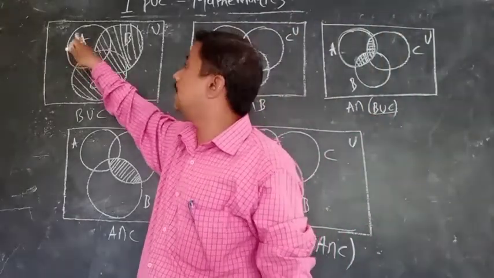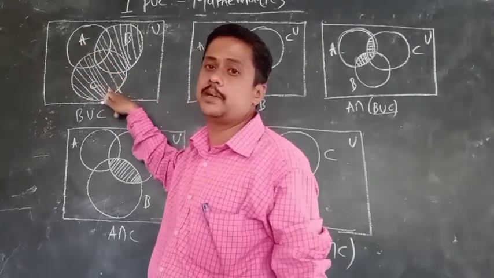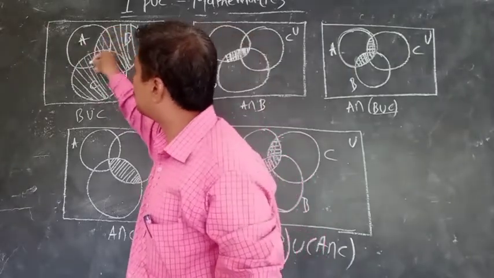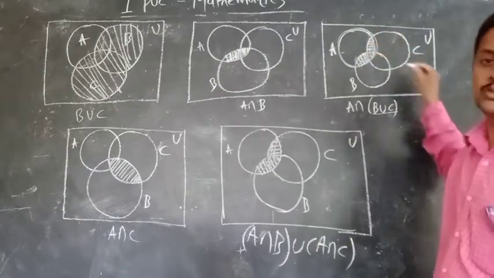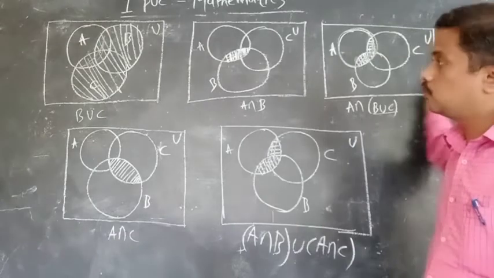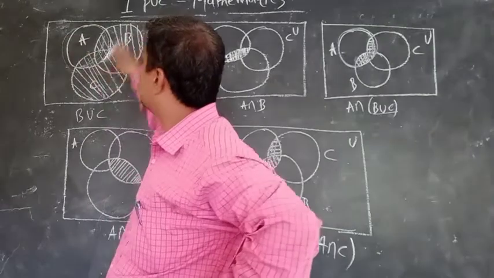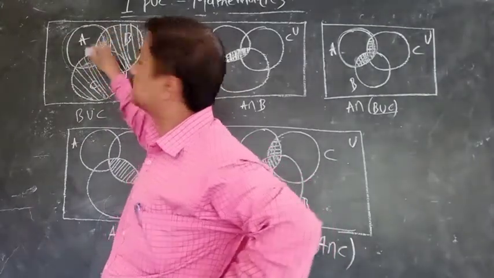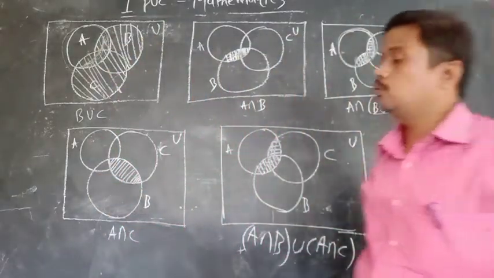See what is common between A and B union C. Only this part comes. So therefore this part is the answer. Understood? Like that we have to analyze. This is A, and this is the shaded part B union C. The common part of the two is this. Next we will move to the RHS.